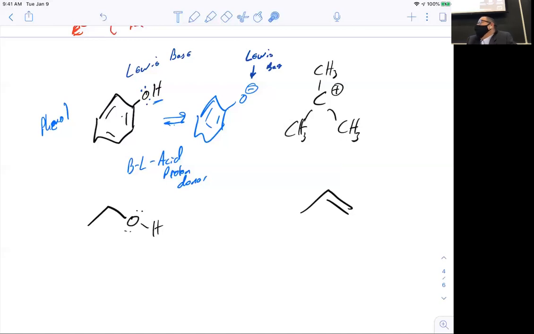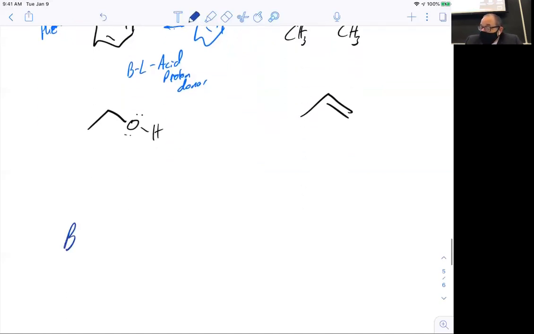Yes, but the definition potentially can be different. The Bronsted-Lowry acid and base definition is different than the Lewis acid base. So if it is a Bronsted-Lowry acid base, it's also going to be a Lewis acid base. So this could potentially act as both. That's a very good point. So let's put this down on paper. A Bronsted acid is a proton donor.